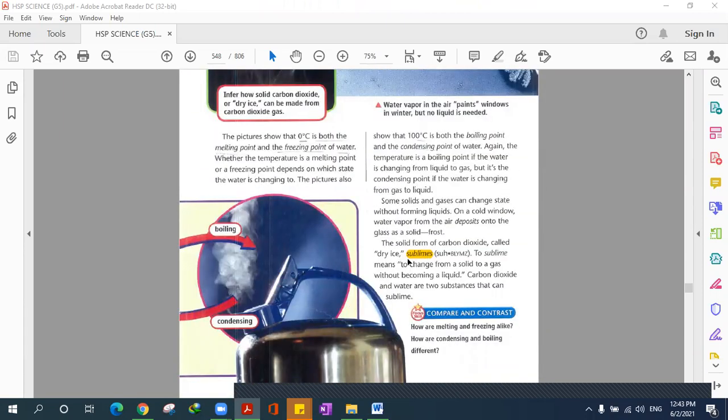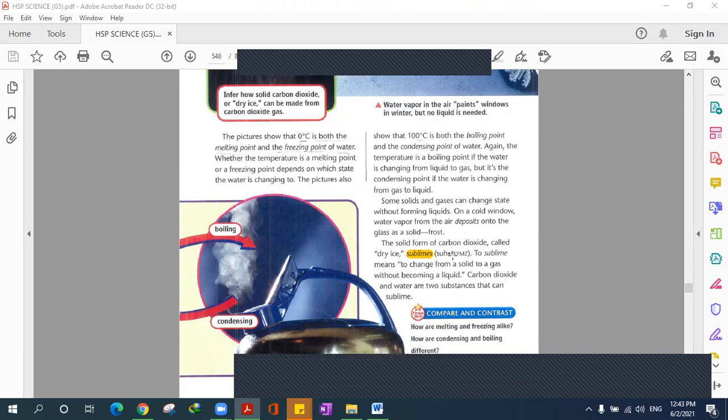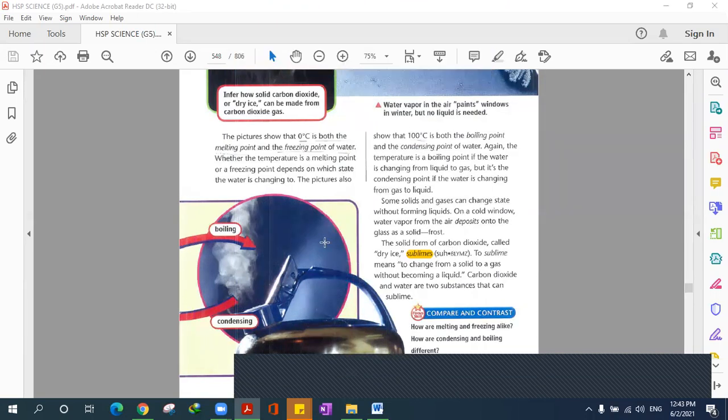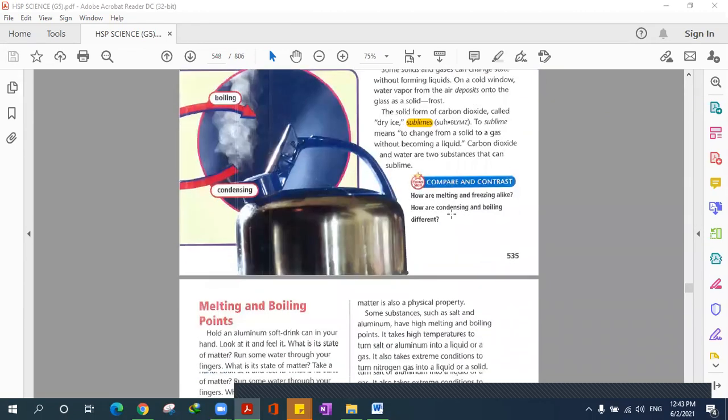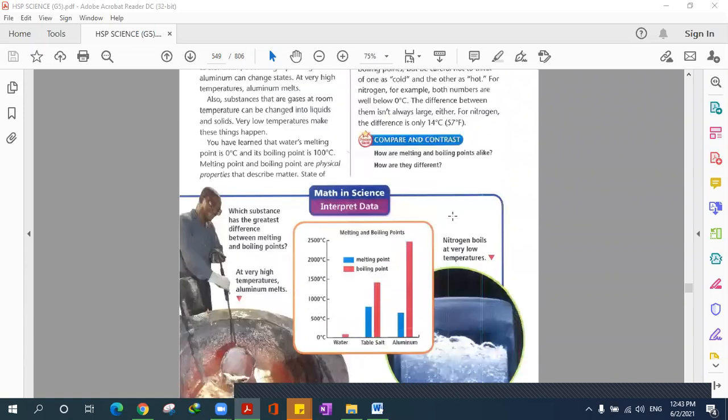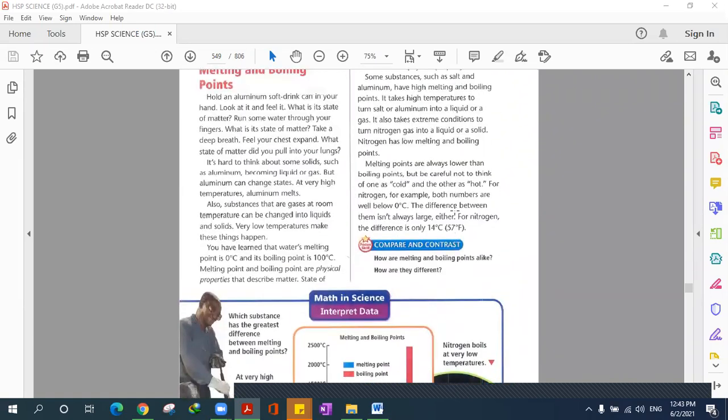You learned a new word, which is sublime or sublimation. It's when a solid turns into gas without being liquid, like dry ice. You guys already know this. You also learned about melting point and freezing point. If I'm saying melting only, that means solid turns into liquid. But when I say melting point, it means the temperature at which the solid will turn into liquid. When I say boiling point, it means the temperature at which the liquid will turn into gas, and so on.